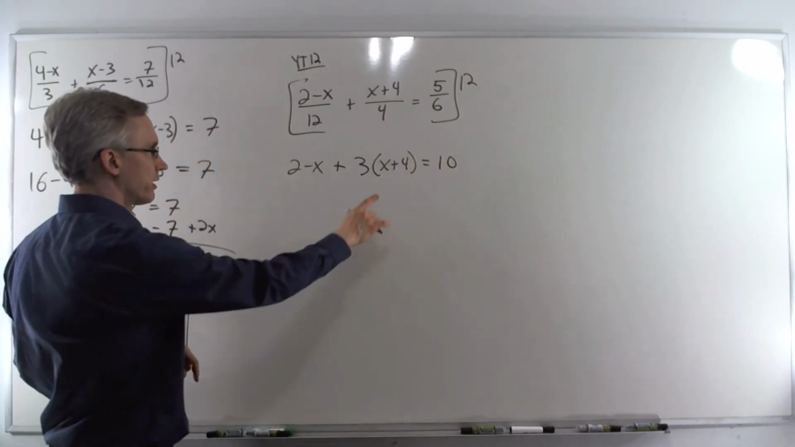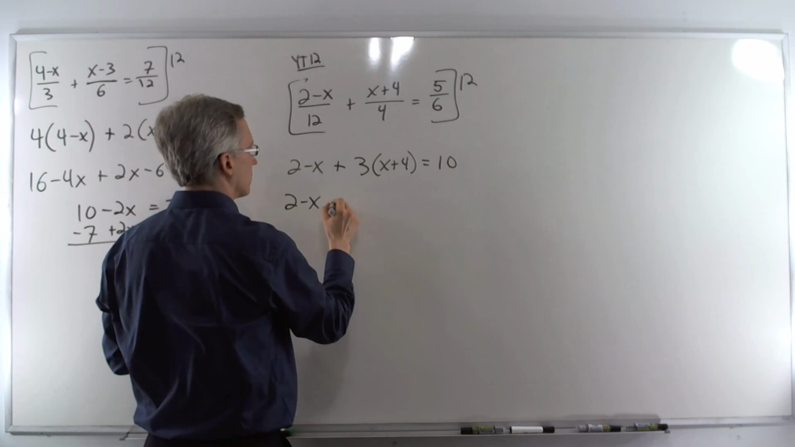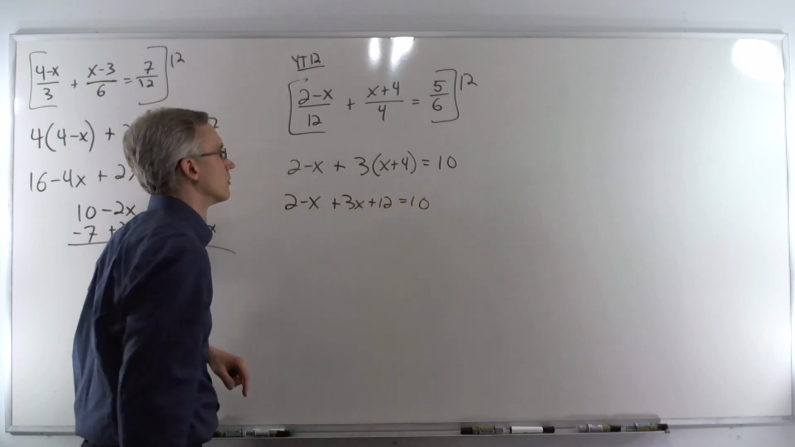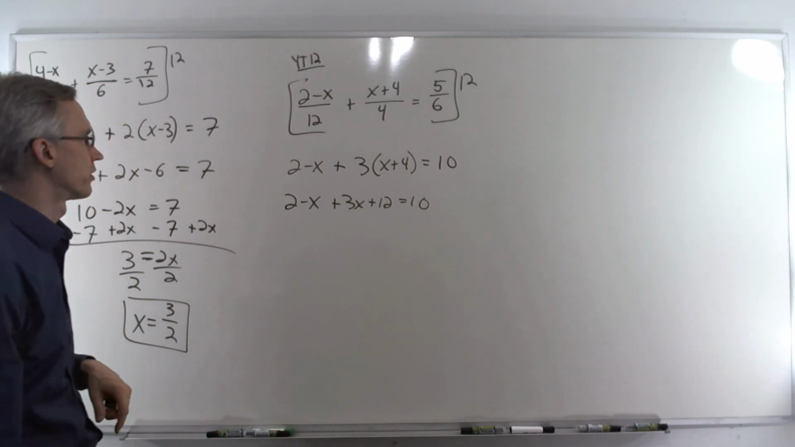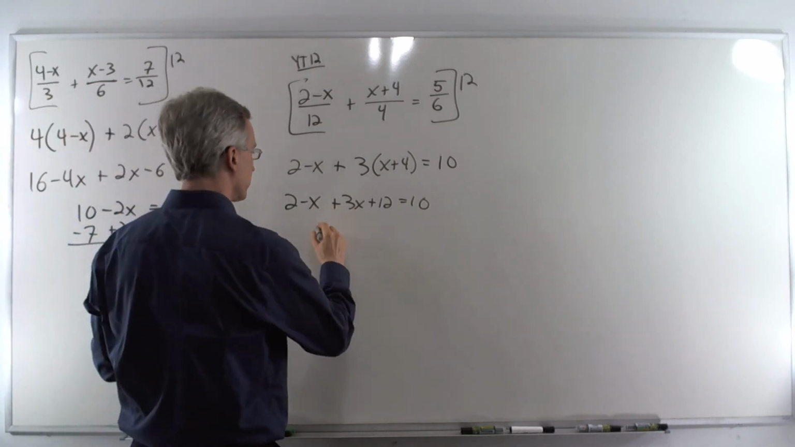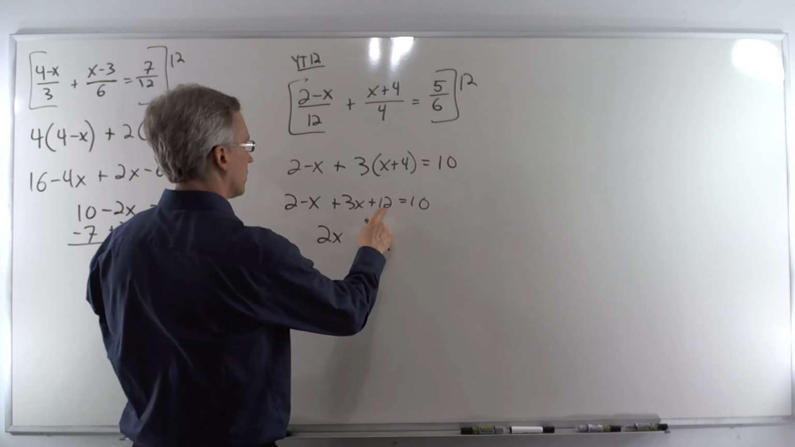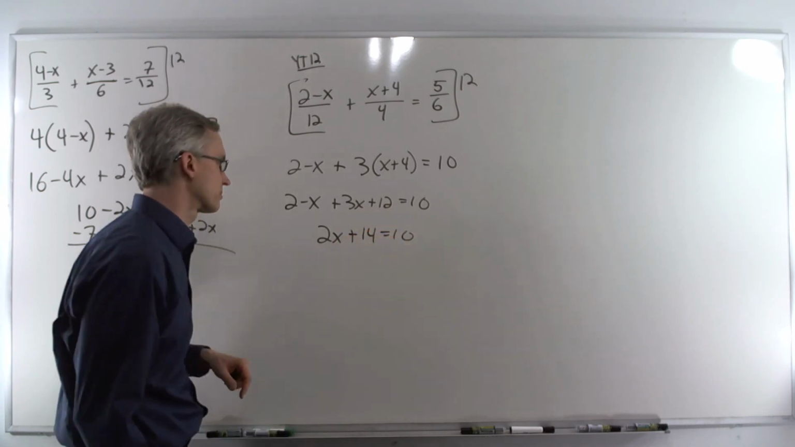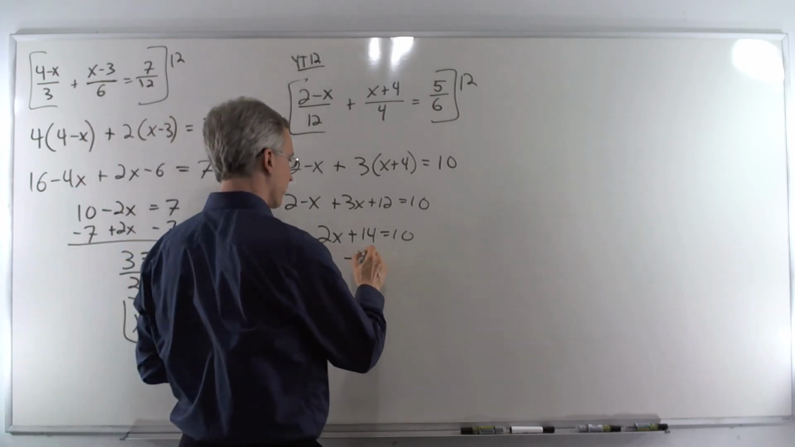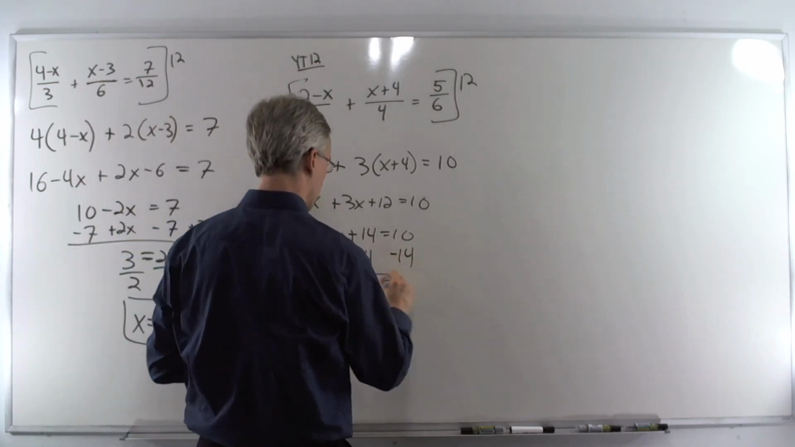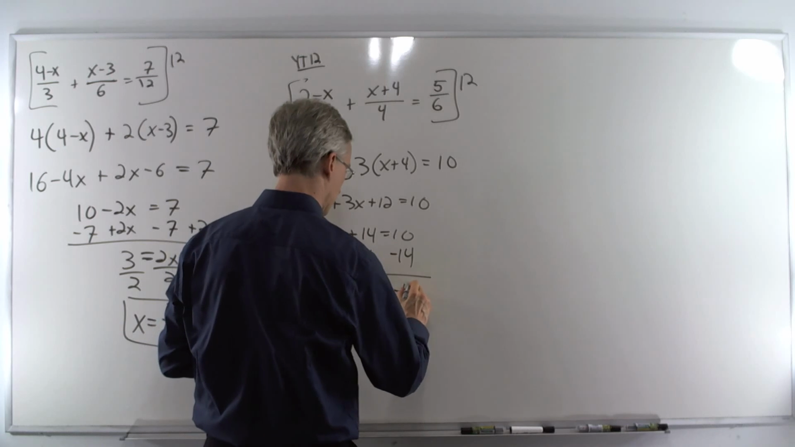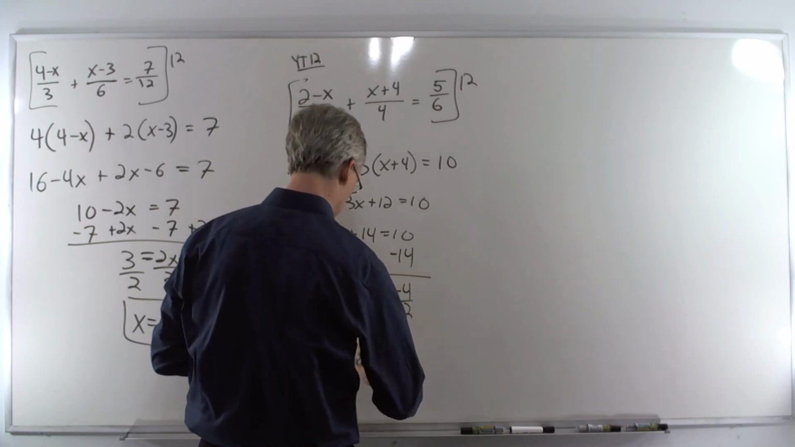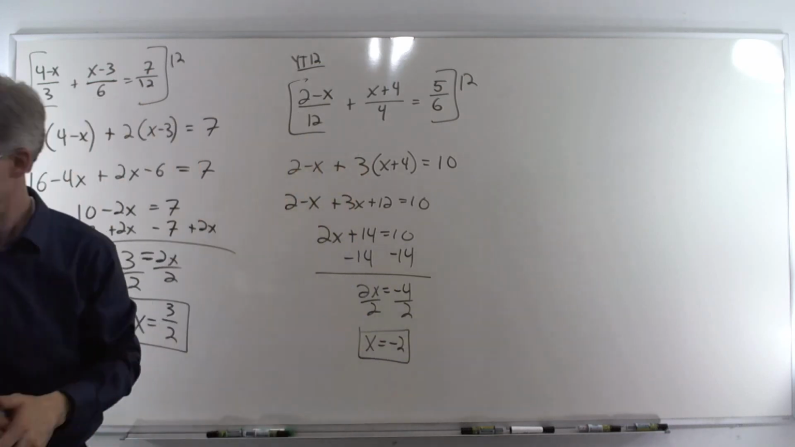All right, now I'll distribute here. Combine like terms. 3x minus x is 2x. 2 plus 12 is 14. So yeah, 2x plus 14 equals 10. Subtract 14 from both sides. x equals negative 2.